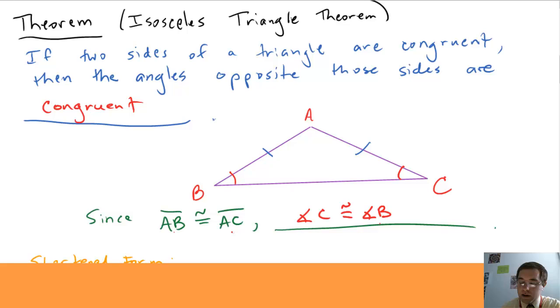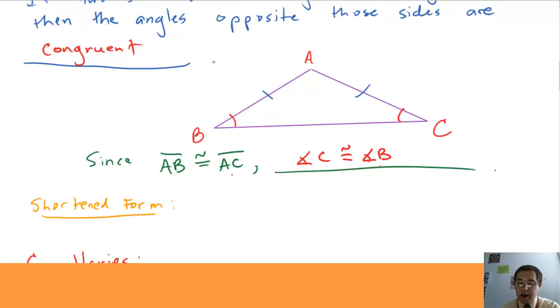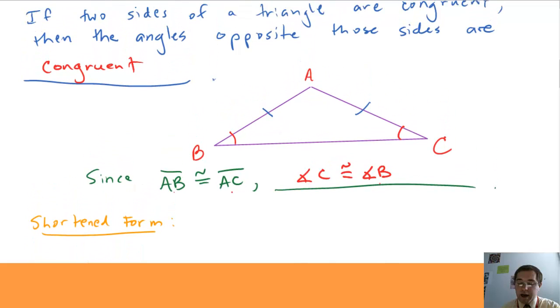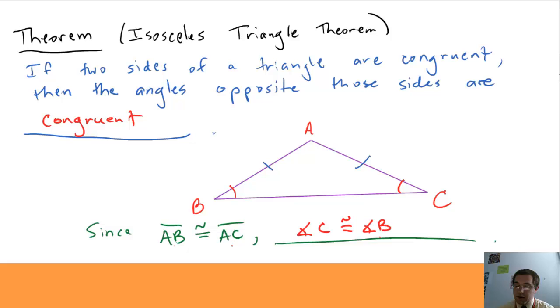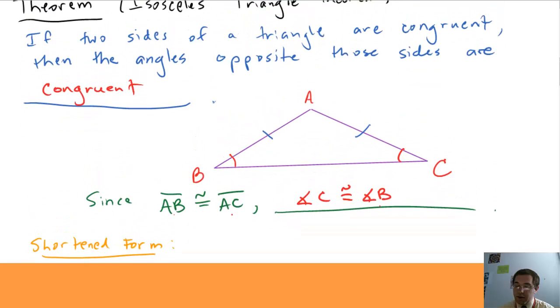So I can write that in a shortened form. If I'm stating this as a reason in a proof, I could either write Isosceles Triangle Theorem, and that is fine, or I could write congruent sides imply congruent opposite angles. That's fine too, as long as we understand that it only works in a triangle. In a triangle, when we have congruent sides, then we have congruent opposite angles. Do you remember what a corollary is?